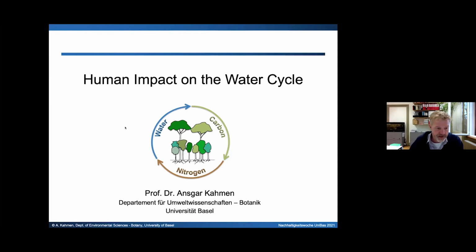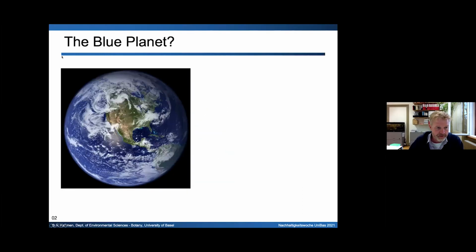So I would like to start with the figure that I also show in my lecture, which is the image of our planet from space. When our astronauts first looked at our Earth from space in the 60s with the Apollo missions, they termed it the blue marble, or the blue planet, suggesting that there is a lot of water on our planet, so that water is a very abundant commodity.